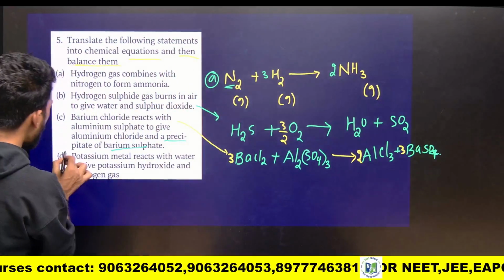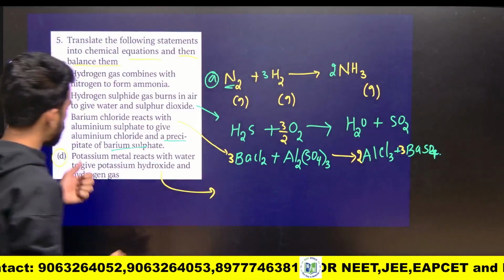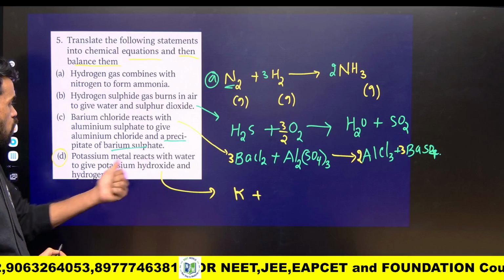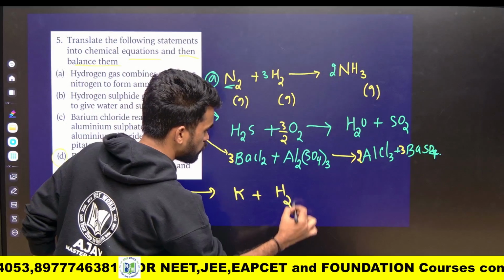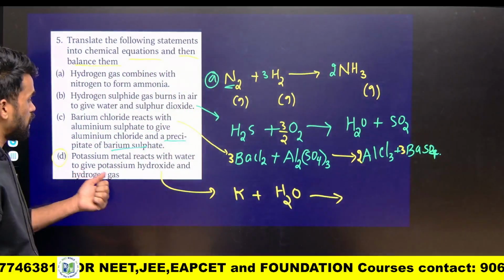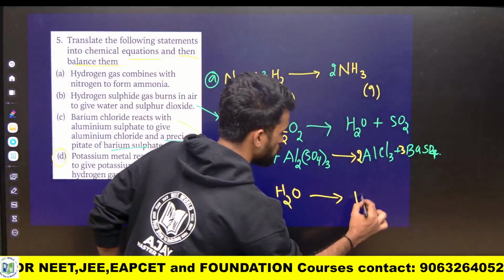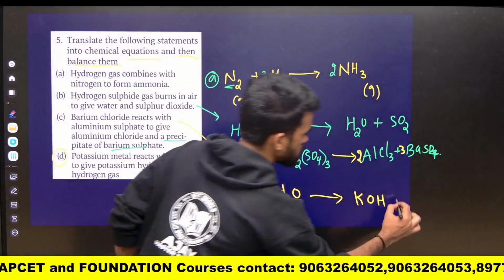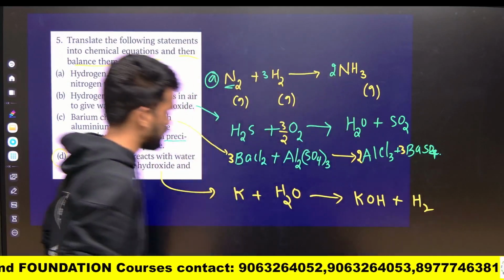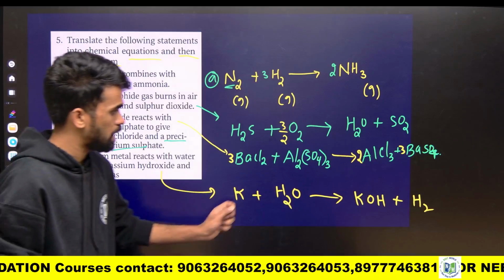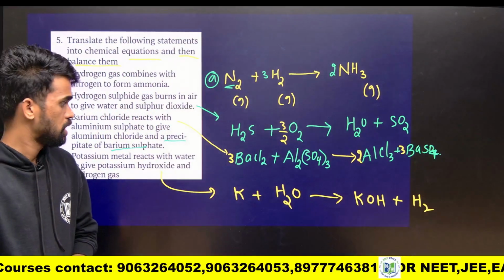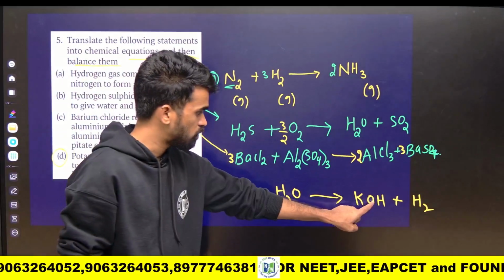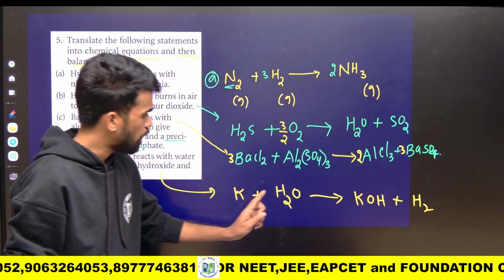Next, option D, let us discuss here. So potassium metal reacts with water to give potassium hydroxide, yes, to give potassium hydroxide. The next, and hydrogen gas, H2 gas, yes, this is a product they are saying. Now check here whether everything is balanced or not. Yes, look here, 1 potassium. Now how many oxygens? Here one oxygen, and here one oxygen.